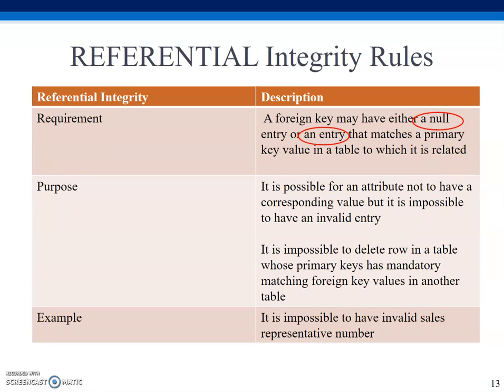It says that the values in the foreign key must be found in the primary key of the other table, or it can be null. As long as the values in the foreign key can be found in the primary key of the other table, then it exhibits the referential integrity rule.